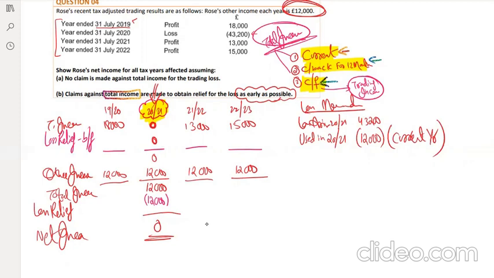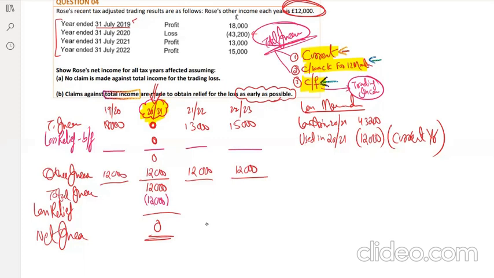See, current year means the year of loss. Our loss arises in 2021, right or wrong? Current year relief is only applicable from total income. So 2021 trading income is 0, other income is 12,000. So the total income of 2021 is 12,000, right or wrong? I adjusted only 12,000 here. Got it?